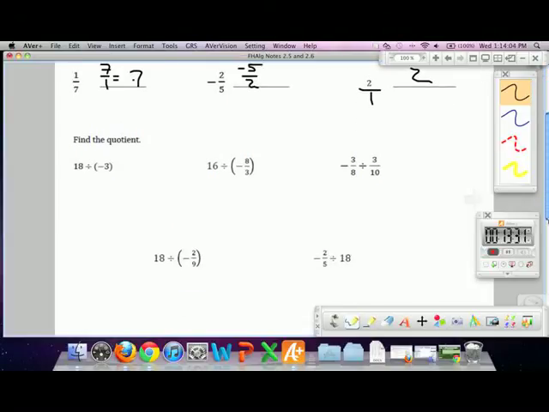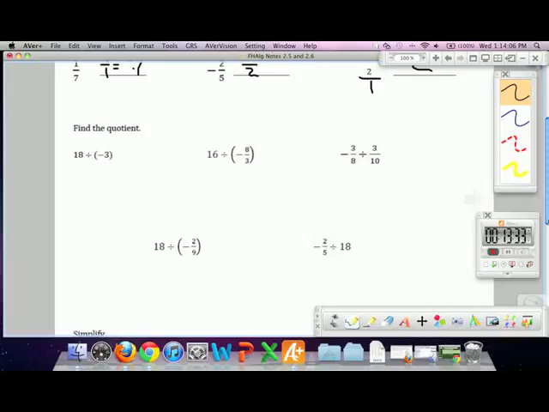18 times 1 over negative 3. Oh yeah, you're going to need to simplify this. Well, how do I multiply 18 by this fraction? We did it on the front side. Let's turn the whole numbers into fractions, and then multiply straight across. What's 18 times 1? 18. Why is it 1/3?